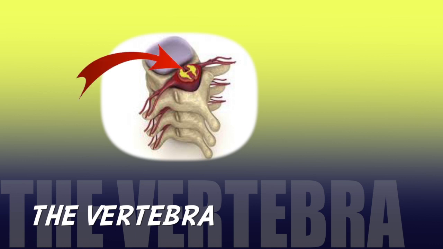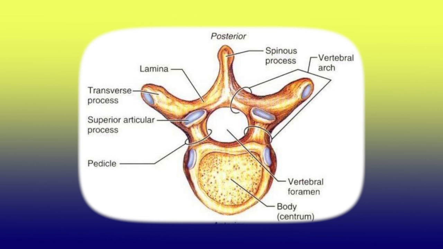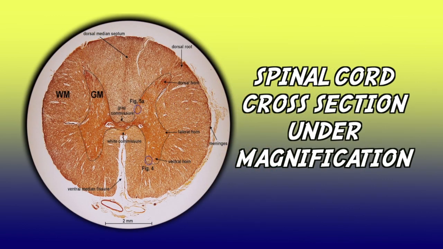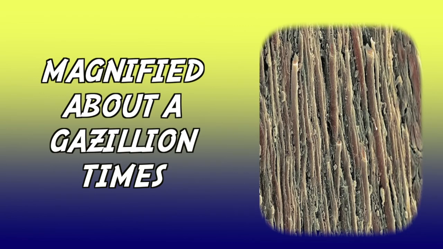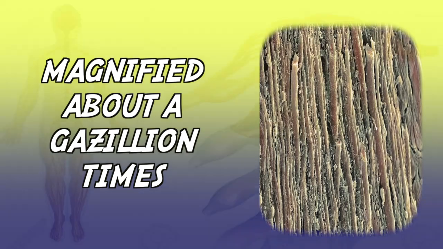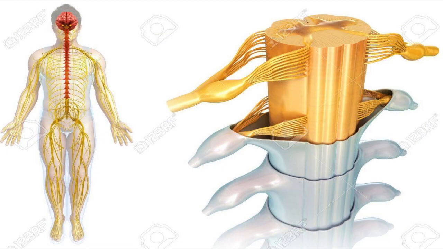And along with the vertebrae, we have the spinal cord. Obviously, this is a picture of probably a single vertebra, with the transverse process, the spinous process, and the foramen that actually houses the spinal cord. And we have here a cross section under magnification, and we have another section under magnification about a gazillion times. Here's where the problems are.